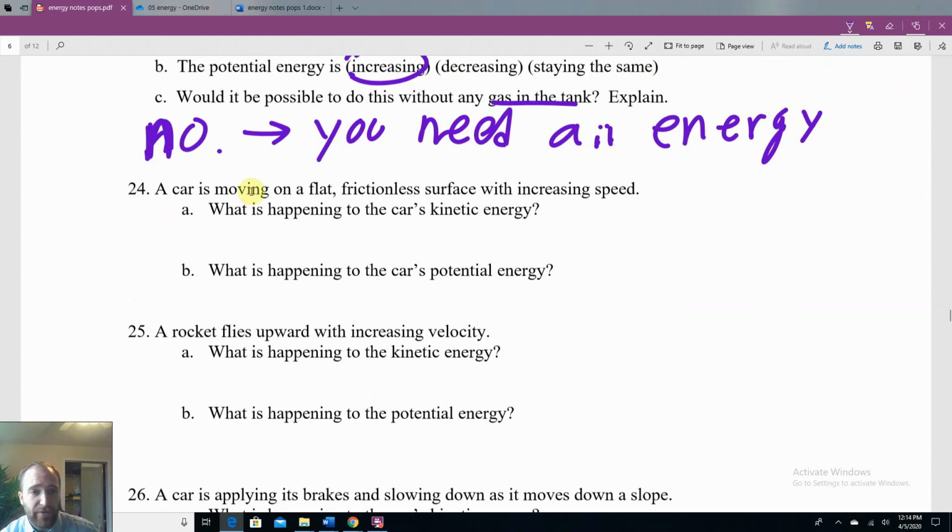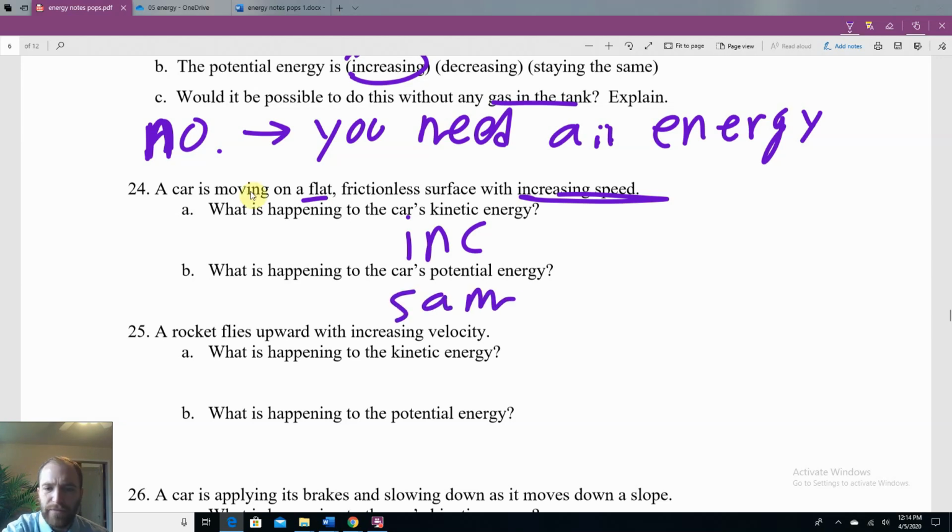24. Car is moving on a flat, frictionless surface with increasing speed. All right, increasing speed. Now we're getting faster. And if we're getting faster, then the kinetic energy is increasing or getting larger. For potential, remember, that's related to height. It's a flat road. So is its height changing? No, I don't think so. So what's happening with the potential energy? I think it's staying the same. Right? It's not increasing, it's not decreasing, you're not changing height, you're just on a flat surface.